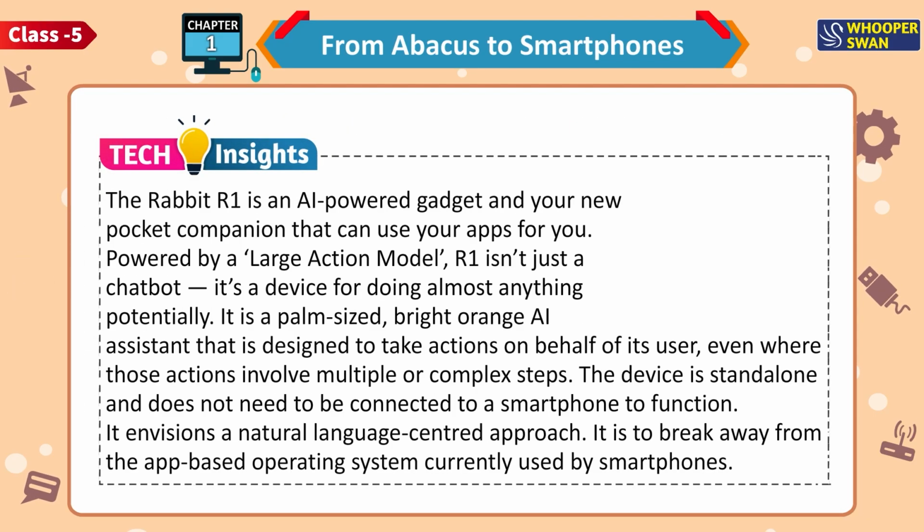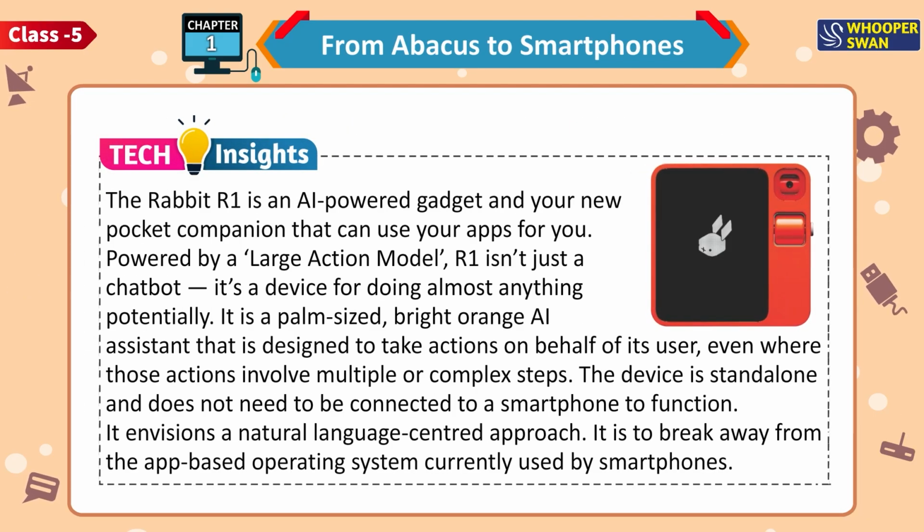Tech Insights. The Rabbit R1 is an AI-powered gadget and your new pocket companion that can use your apps for you. Powered by a large action model, R1 isn't just a chatbot, it's a device for doing almost anything potentially. It is a palm-sized, bright orange AI assistant that is designed to take actions on behalf of its user, even where those actions involve multiple or complex steps.